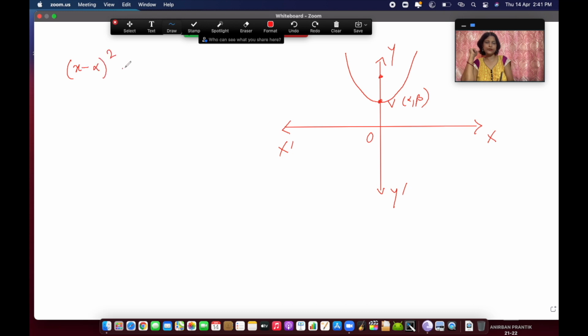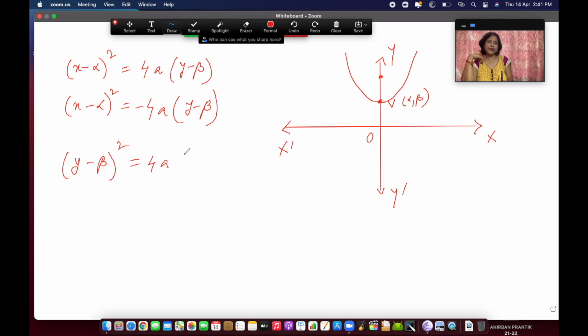So in that case, when the curve is turning towards the positive y-axis, we can write (x minus alpha) whole square equals 4a(y minus beta). And if the curve faces the negative y-axis, then (x minus alpha) whole square equals minus 4a(y minus beta). Or else if the curve faces the positive x-axis, we can write (y minus beta) whole square equals 4a(x minus alpha), and if it faces the negative x-axis, then (y minus beta) whole square equals minus 4a into (x minus alpha).